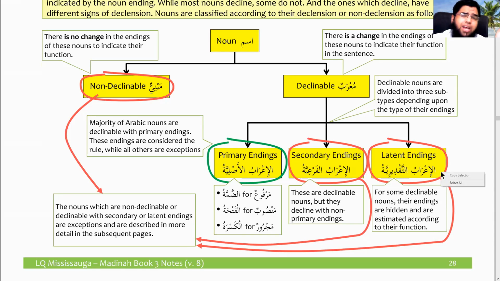These guys are like cool guys. They don't show. They're like mabni guys, but once they show, for some declinable nouns the endings are hidden. And I estimated them. You just imagine them according to their function in the sentence. Taqdiri they call it. Although taqdiri could be clubbed into mabni, still they are not mabni.